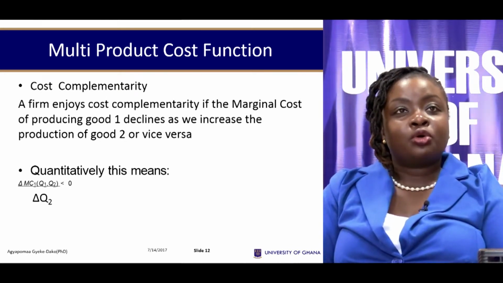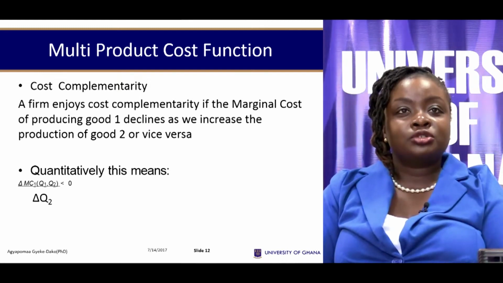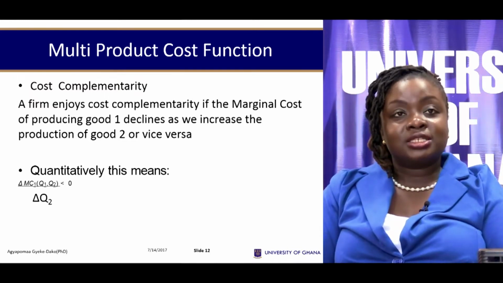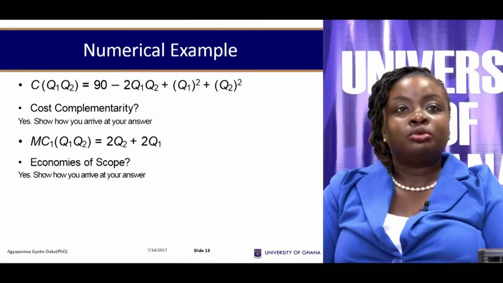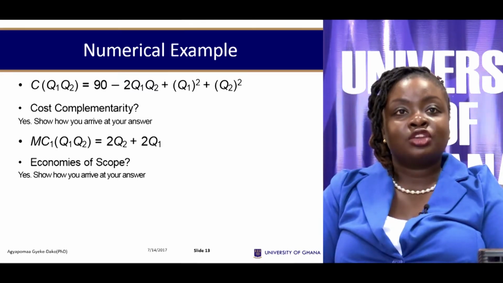Now we have another concept which we call cost complementarity. A firm enjoys cost complementarity if the marginal cost of producing good 1 declines as we increase the production of good 2, or vice versa. So you see here that if the change in the marginal cost of producing good 1 as a result of producing good 2 is negative, then we say that the firm is enjoying cost complementarity. Or if the change in the marginal cost of producing good 2 as a result of producing more of good 1 is less than 0, or is negative, then we say that the firm is enjoying cost complementarity. So we have an example here, and we want to know whether the firm is enjoying cost complementarity and economies of scope. You can use that in your example.